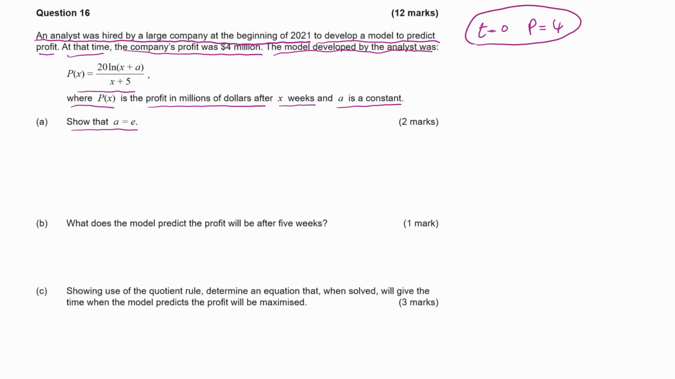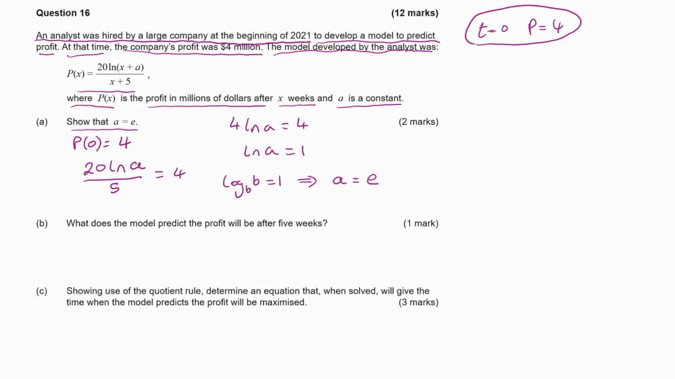Well, we can use this information to do that. We know that P of 0 is equal to 4. In other words, 20 log A over 5 is equal to 4. That means that 4 ln A is equal to 4, and ln A therefore must be equal to 1. And since we know that log to the base B of B is equal to 1, that implies that A is equal to E.